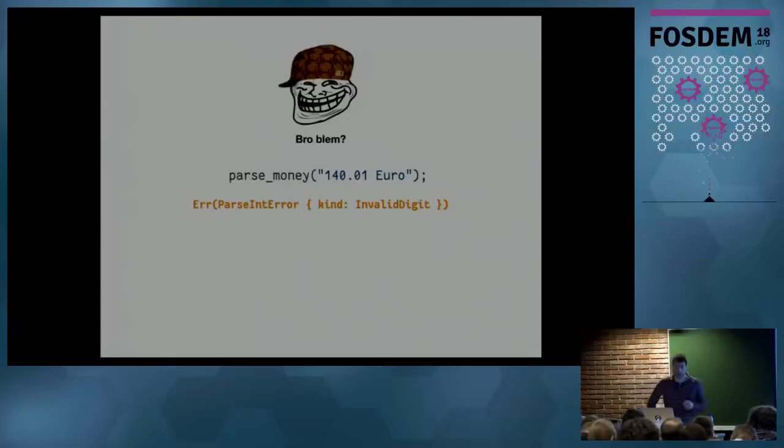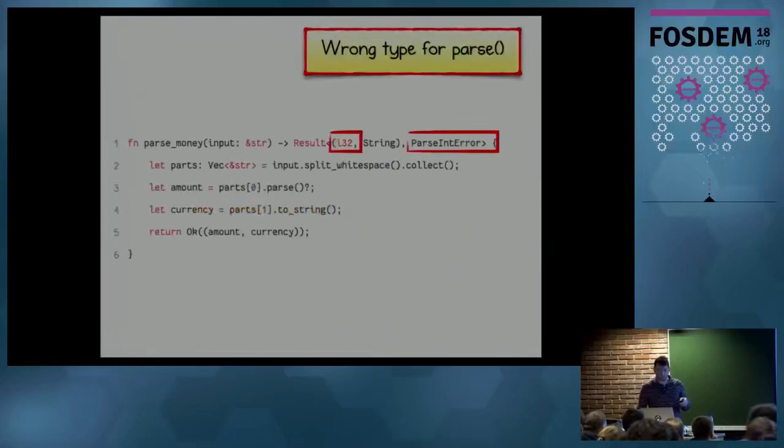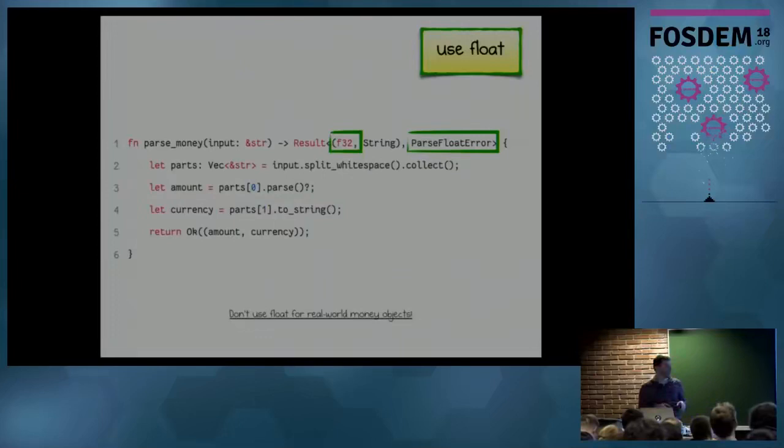But first, we are trying to parse a float here, right? And we get a parse int error. So we use the wrong type for the parsing. If we want to parse a float, maybe use a float. There might be people here in the audience who have a little experience on how to handle money. Float is not a good idea. Don't use float in production code.